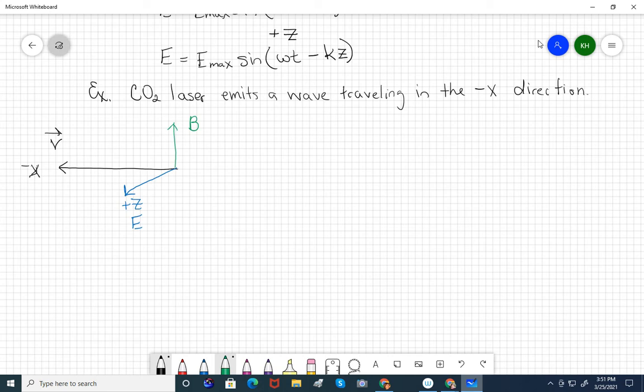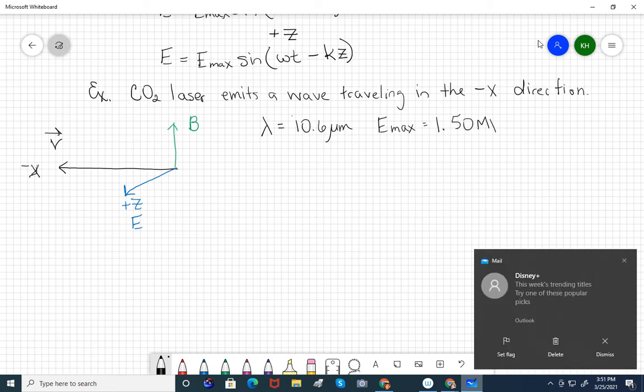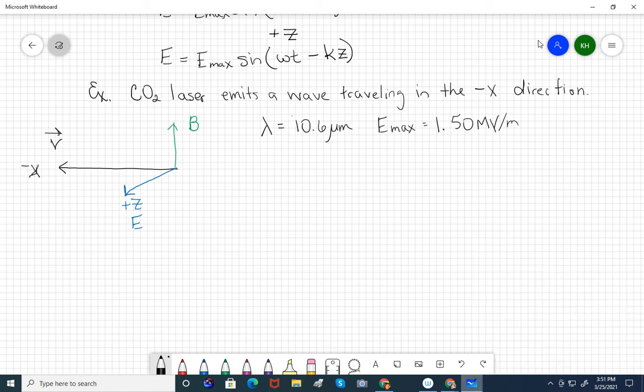They tell us that this carbon dioxide laser has a wavelength. Whoops, let's go back to black. We have a wavelength of 10.6 micrometers, and we have a maximum electric field of 1.50 megavolts per meter. We want to be able to write all of the equations for this wave.